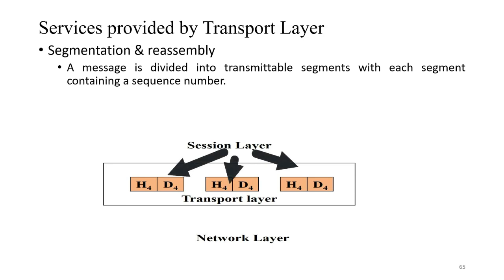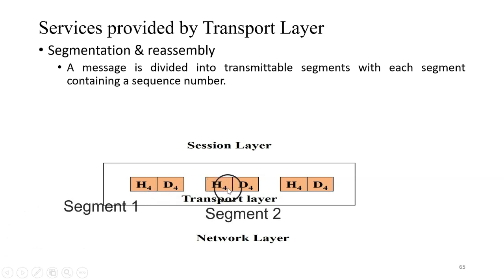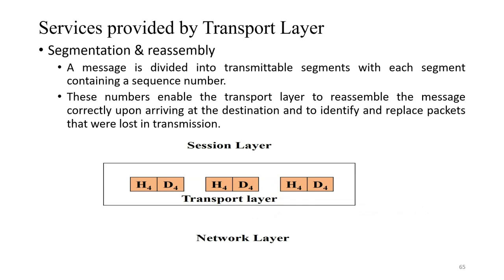Next is segmentation and reassembly. Here we have seen that transport layer receives data from the session layer at sender side. The data or the message which is received from the session layer is divided into transmittable segments with each segment containing a sequence number. Here in this diagram you can see that the message is divided into three segments. We can call these segment 1, segment 2 and segment 3, and these segment numbers enable the transport layer to reassemble the message correctly upon arriving at the destination and to identify and replace packets that were lost in the transmission.